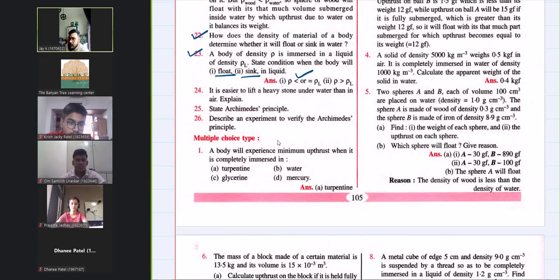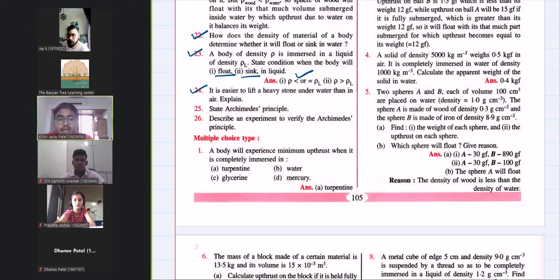It is easier to lift a heavy stone under water than in air. The weight of the body decreases when it is inside the water. No, weight does not decrease. Yes, tell me. So in water, the upward force is exerted on the stone, and in air, the gravitational force is exerted on the stone.